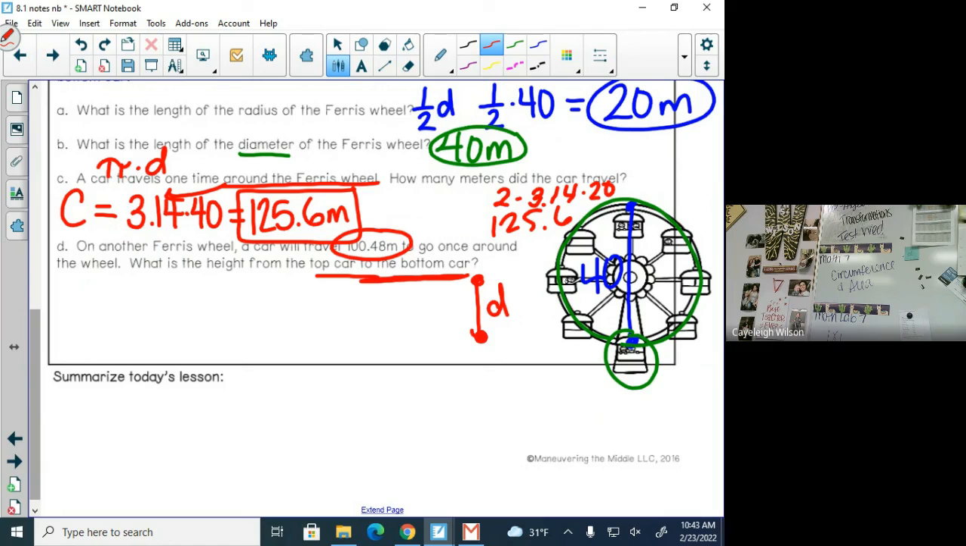They're wanting the diameter. But they tell me that on another Ferris wheel around the circle is this. Is that the radius, the diameter, or the circumference? Circumference, they're telling you that that's the whole distance around that Ferris wheel. So this is the circumference. So I know circumference. They're asking me to find diameter, so I'm going to use the formula circumference equals pi times d. I know that because they told me circumference. They told me to find the diameter.